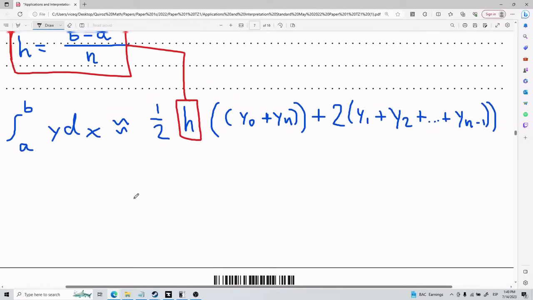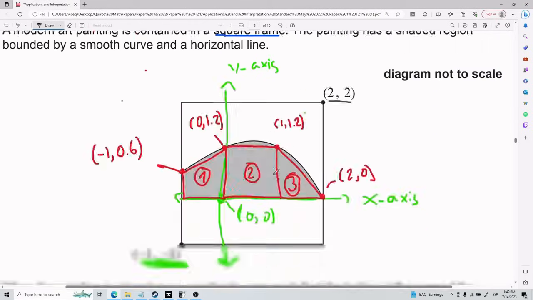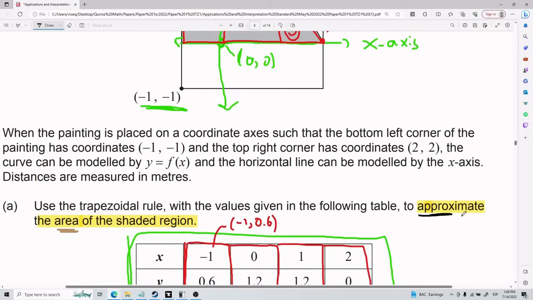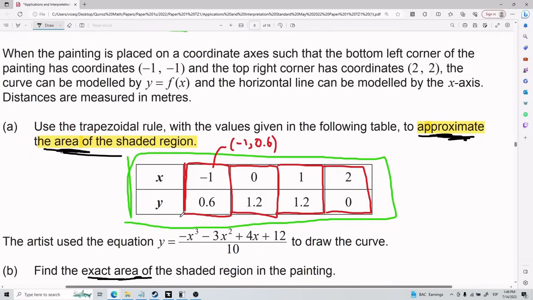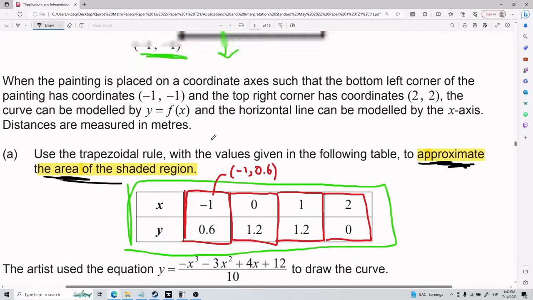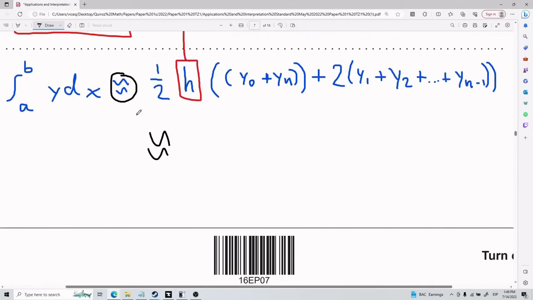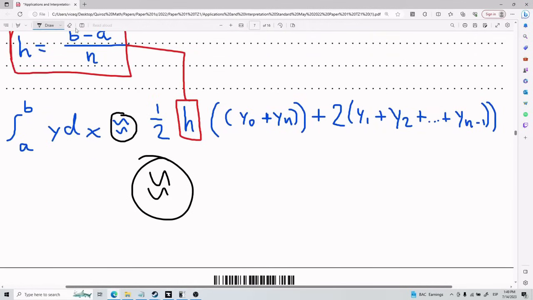First of all, here is a sort of equal sign. When it's like this, it means approximate. Again, the trapezoidal rule helps you find the approximate area of the shaded region. It is not equal to the area of the shaded region. In fact, that is why in part B it says find the exact area. We're going to talk about that in a second, but just understand this is for finding the approximate area. That is why this symbol exists and why it's not equals.